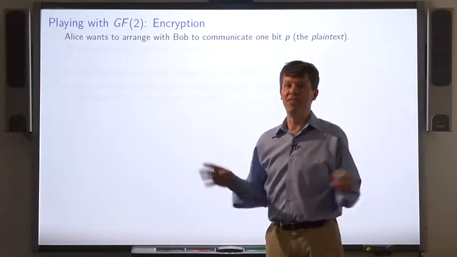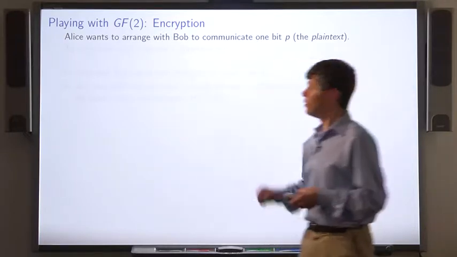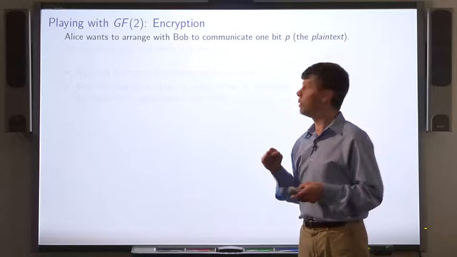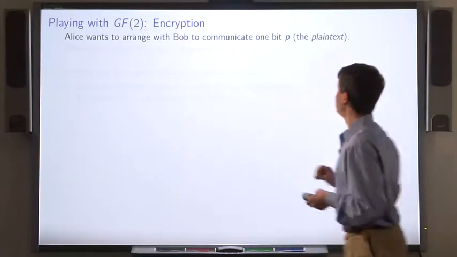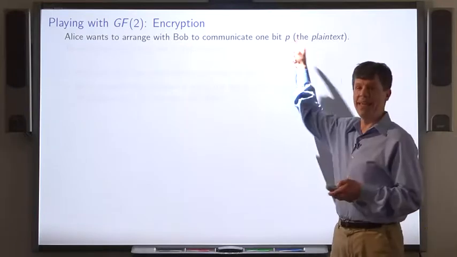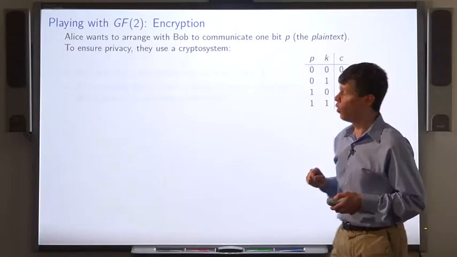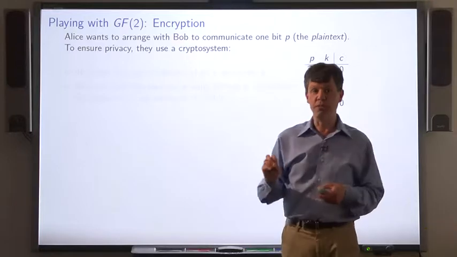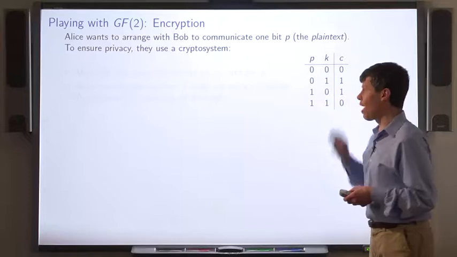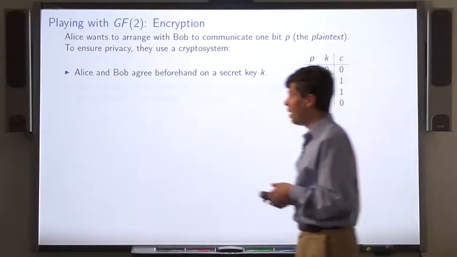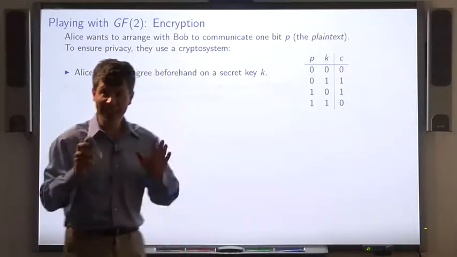Here's an application of GF2 to cryptography. Now suppose Alice wants to communicate with Bob. She only wants to communicate 1 bit, let's say. It's called P, the plain text. So they use a crypto system to ensure privacy. Now here's the table describing the crypto system. Alice and Bob agree beforehand on a secret key, K.